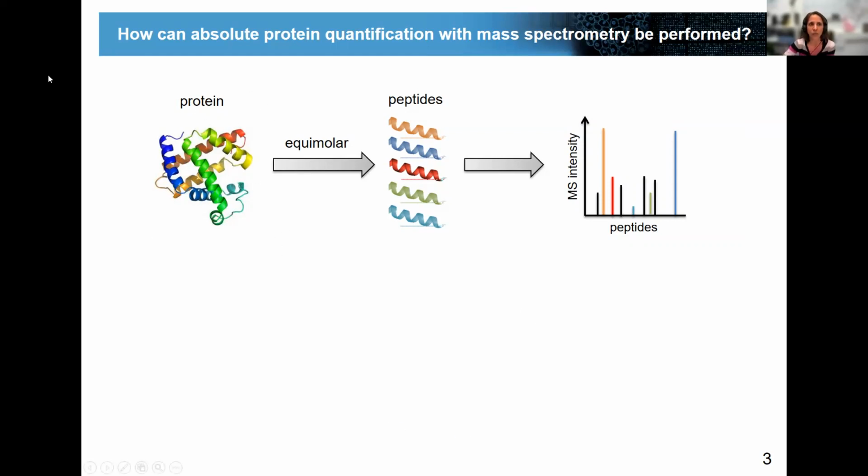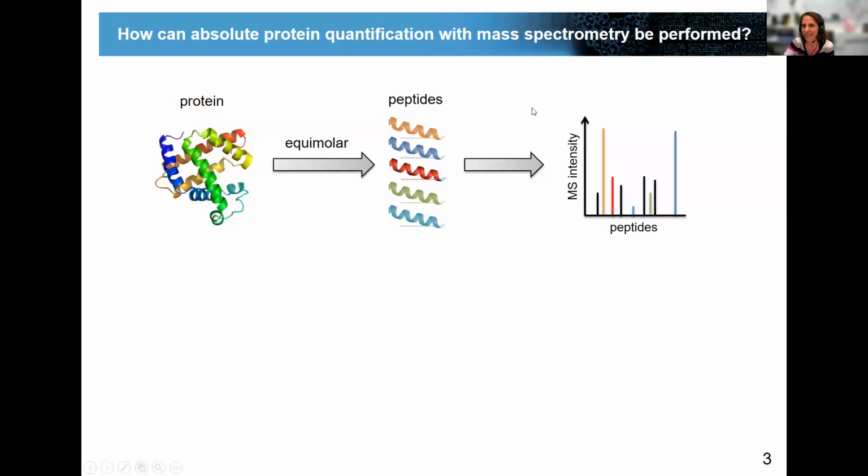So let's assume we measure this protein here with proteomics. What we usually do is we digest it with an enzyme into its peptides, and then we measure the peptides in the mass spec. And the signals that we will see for the different peptides in the mass spec will be vastly different. Okay, there we will have very high intense peptides and very low intense ones, even though in theory, all of these peptides have the same concentration because they originate from the same amount of protein.